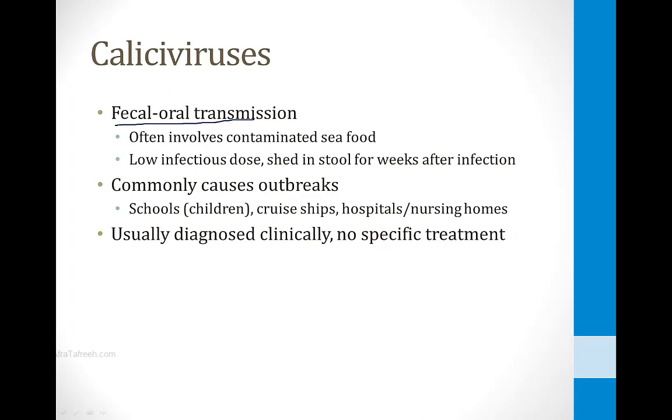Remember, most of these non-enveloped RNA viruses have fecal oral transmission because they are very durable in the environment. Often people get the infection from eating contaminated seafood that was swimming in dirty water contaminated with the feces of people who had this infection. Norovirus has a very low infectious dose.